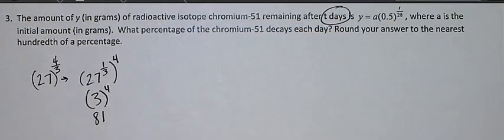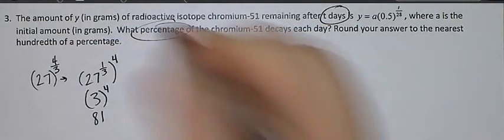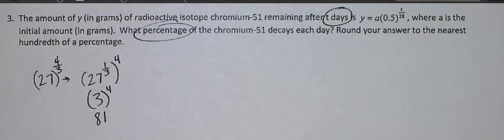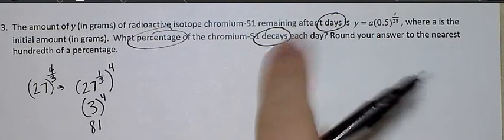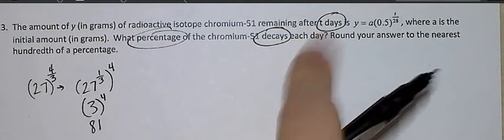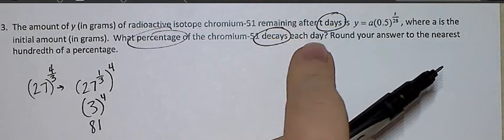The amount Y in grams of radioactive isotope chromium-51 that remains after T days is given by this formula. Circle the word days. Where A is the initial amount in grams. What percentage, so your final answer is going to be a percentage, what percentage of chromium-51 decays after each day? So it's already in days, so I'm not going to have to change the units from, for instance, months to days or years to days.